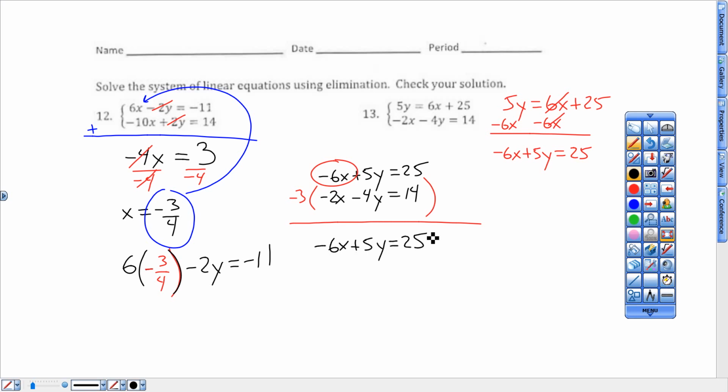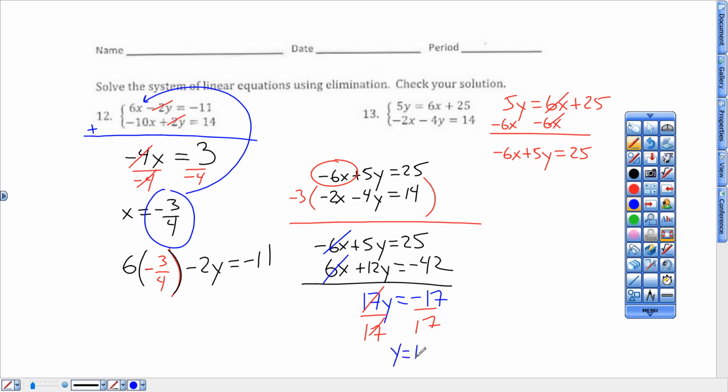That bottom row after timesing gives me positive 6x, positive 12y, and then 3 times 14 negative gives me negative 42. Now when I combine these, because these are opposites, they cancel. And then 12y, that gives me 17y, I believe. And then 42 negative plus 25 is negative 17. Divide by 17 gives me y equals negative 1.